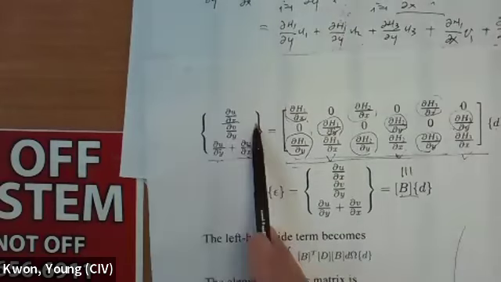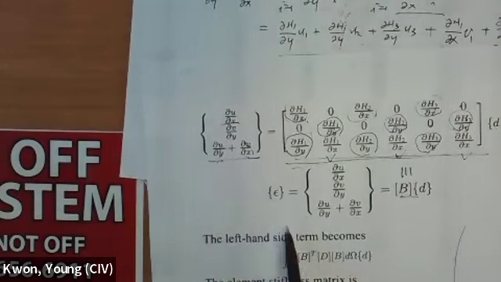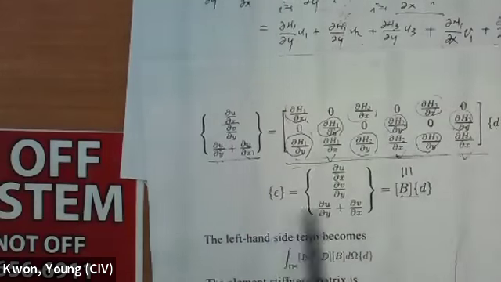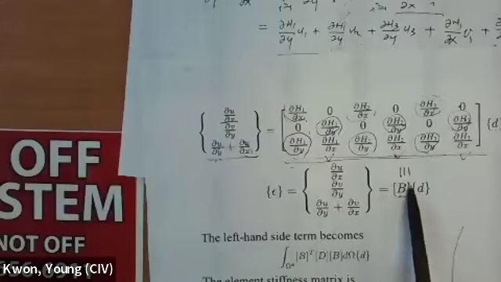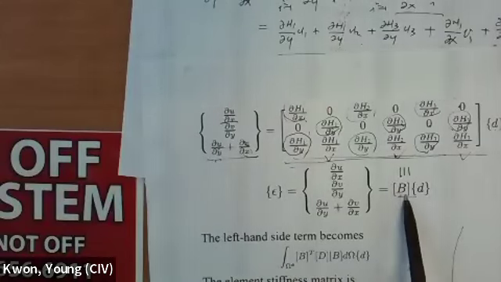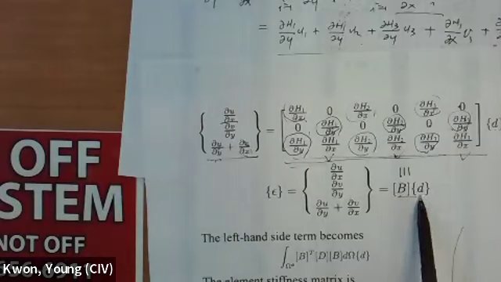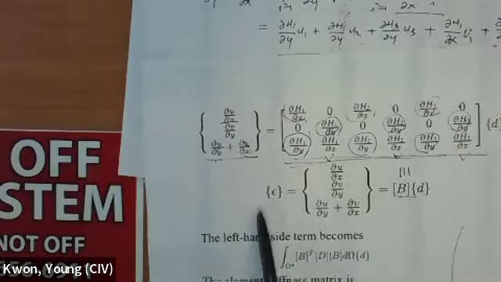And this is equal to strain. So strain is equal to B times T. This is a very common notation. Many books use B in here. So matrix B times nodal displacement T, that's going to be the strain components.